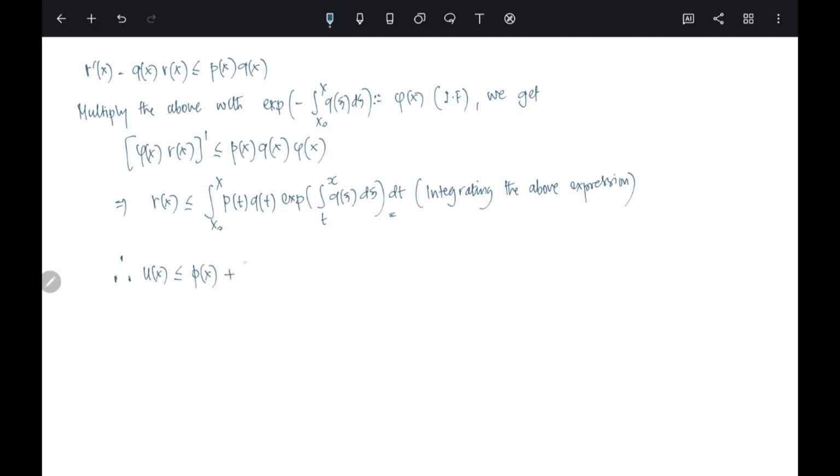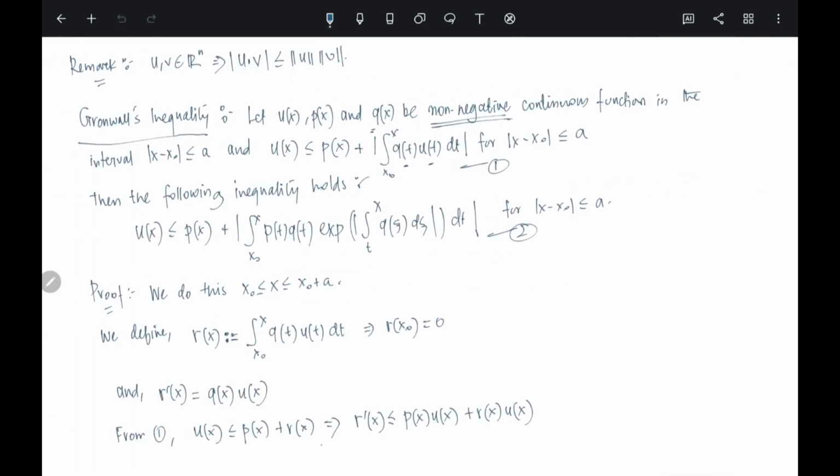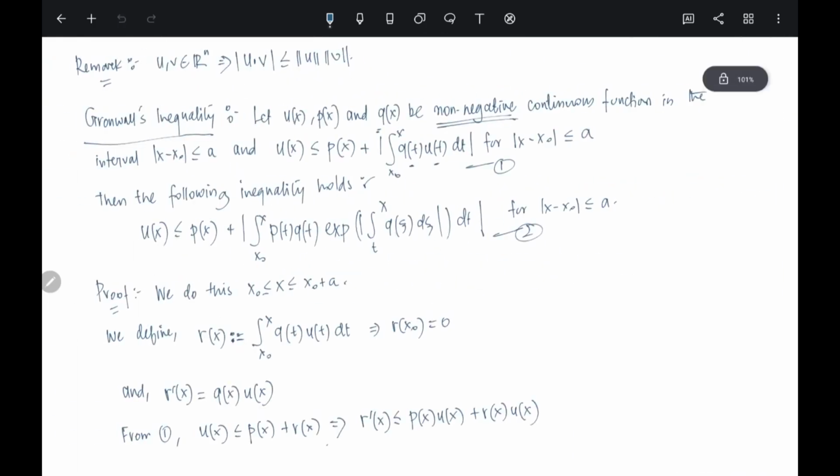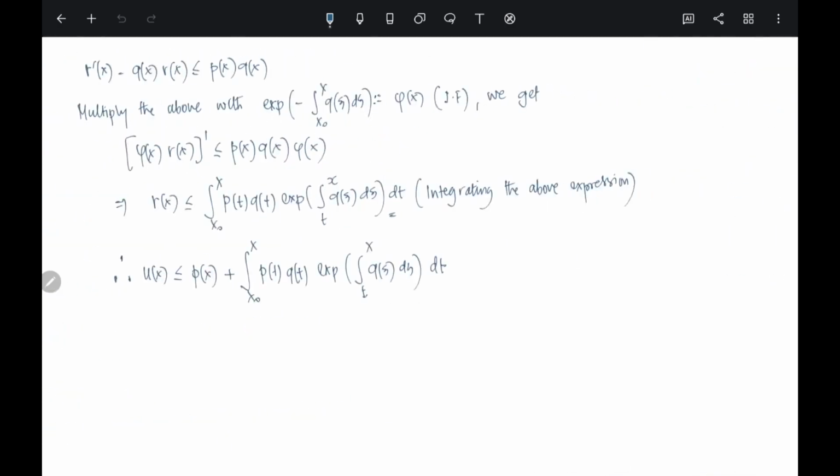And what is r of x? r of x is again dominated by the integral from x naught to x of p of t, q of t, exponential of the integral from t to x of q of xi d xi, dt. Clear? So this is how we are going to get it. Now you see the original expression has a modulus sign here. So that you will get once you do the x naught minus a part also. Once you put it together, we have this Gronwall inequality. I hope this is clear.